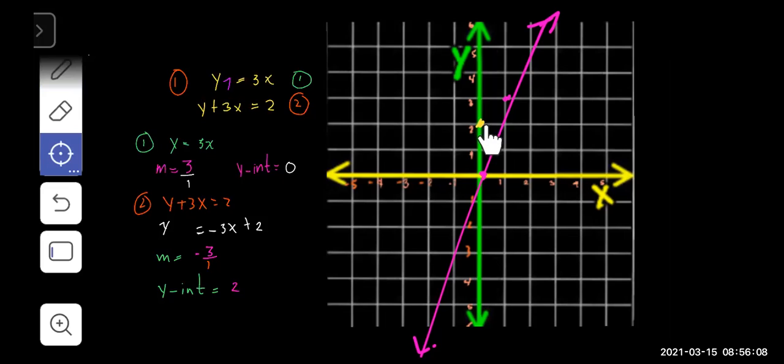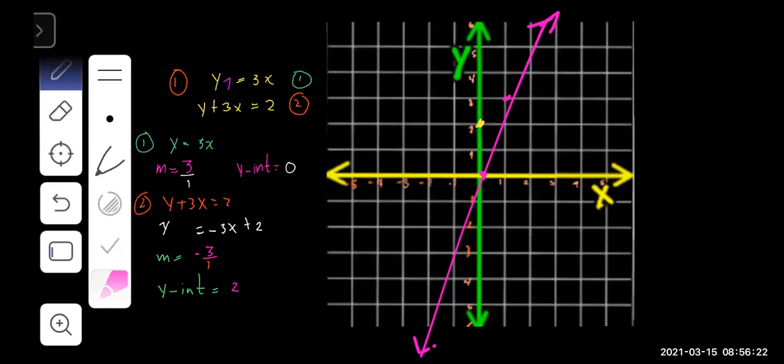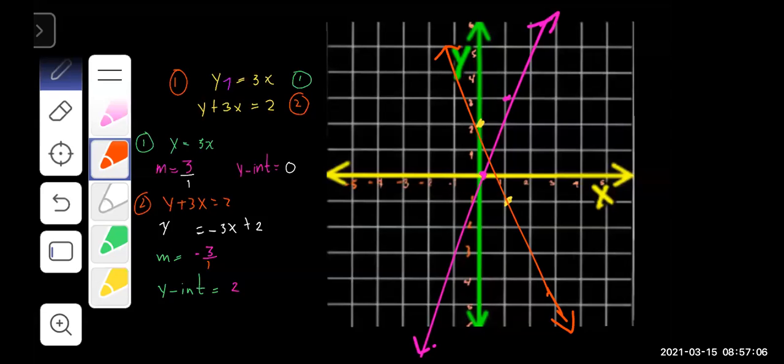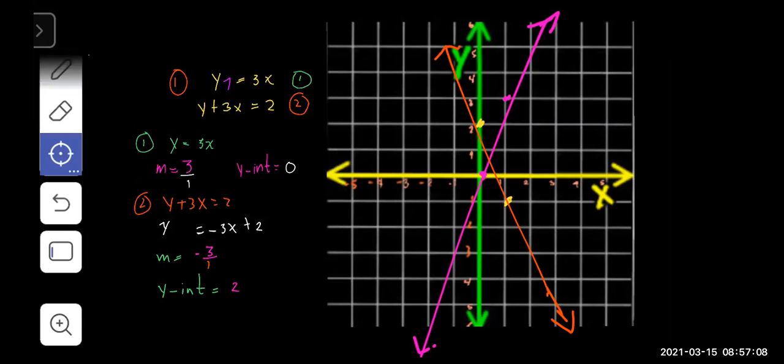From this point, I need to move how many units? Negative 3. Okay, 3 down. 1, 2, 3. And how many units should I move in x? Okay, you're getting it. Just move 1. Here's going to be my second point. I got the 2 points, guys. I'm ready to make my line. I'm just going to join this. This is function 1, the green one. And this is function 2, the second equation.